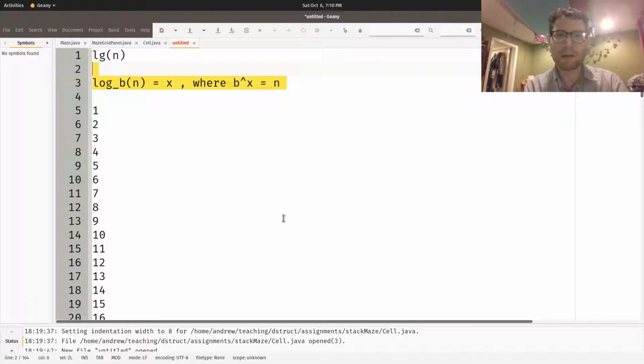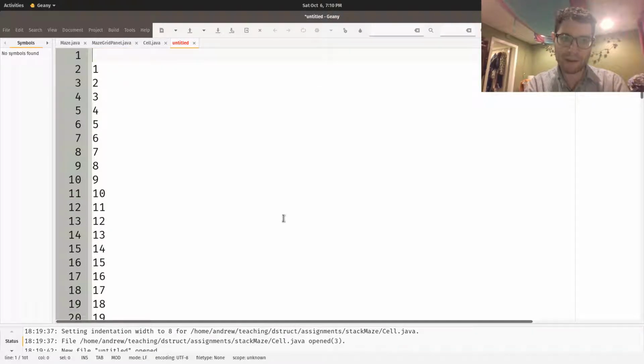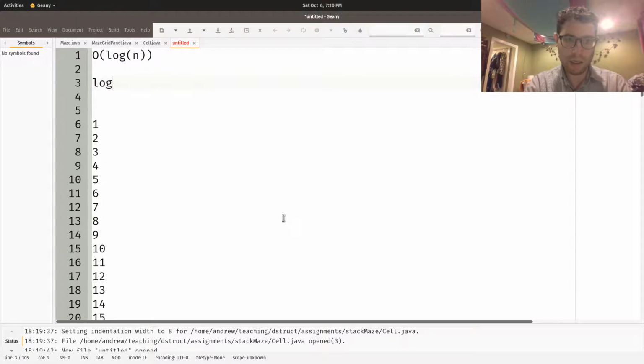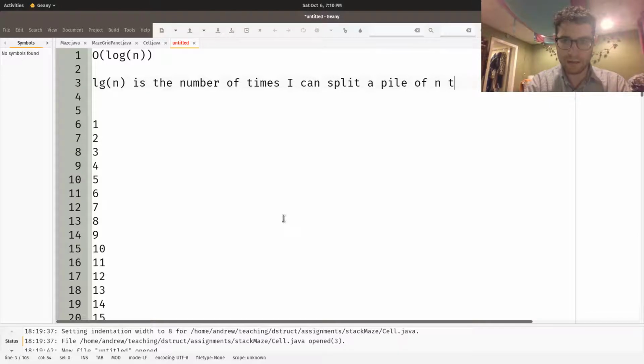So right now, my goal is, just like we're trying to build an intuitive definition of what big O runtime is, I'm going to try my best to give you an intuitive definition of what O of log of n is. So when I'm talking about log of n, specifically log base 2 of n, lg of n, it is the number of times I can split a pile of n things in half. That's it. That's really all it is.